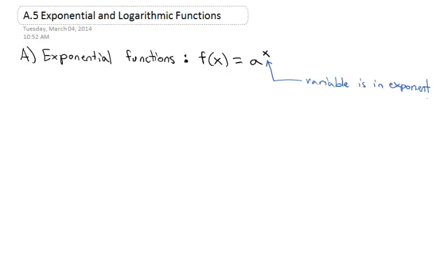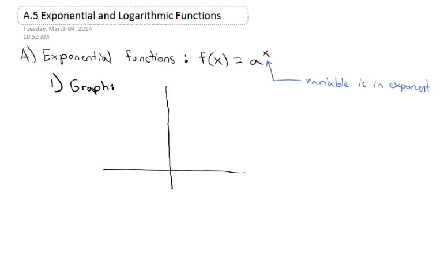Now there's lots of applications of these functions. First, though, we're going to work with them, and then we'll talk about some applications, and then in tomorrow's video, actually, we're going to go into a few more applications. So first, what does the graph of an exponential function look like?